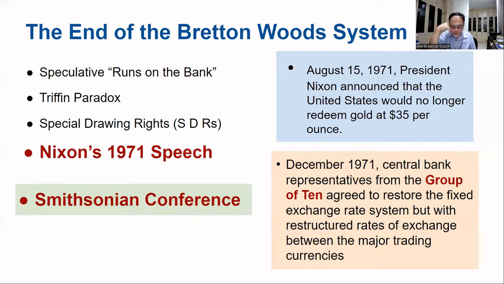So the US dollar was devalued to $38 per ounce, remained inconvertible into gold. Par values of strong currencies such as yen were revalued upwards, and currencies were allowed to fluctuate around their new par values of plus minus 2.25%, which replaced the narrower plus minus 1% range authorized by the Bretton Woods Agreement. Okay, right.